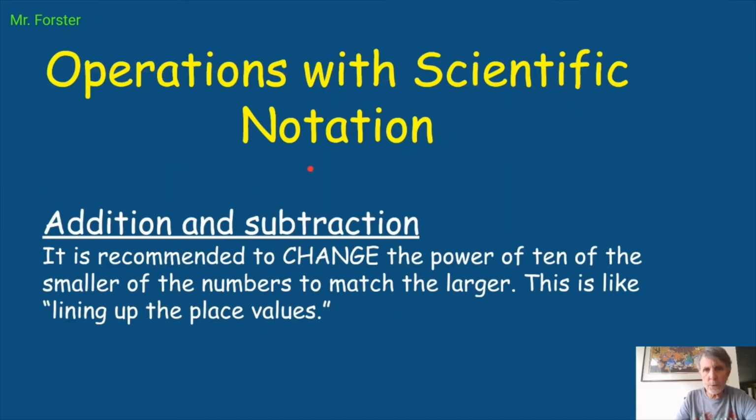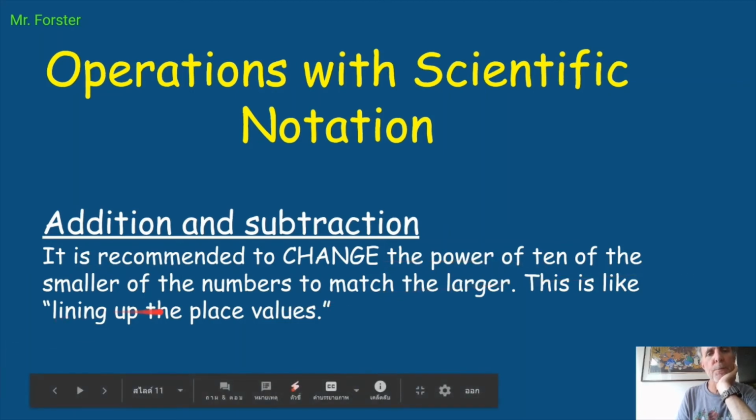Operations with scientific notation. This is important because scientists, of course, add, subtract, multiply and divide numbers all the time. And so we use scientific notation, and adding and subtracting is actually a little bit harder than multiplying and dividing. It is recommended, and this is how I do it, to change the power of 10 of the smaller number to match the larger number. So whatever the smaller power is, we're going to match it to the larger one.